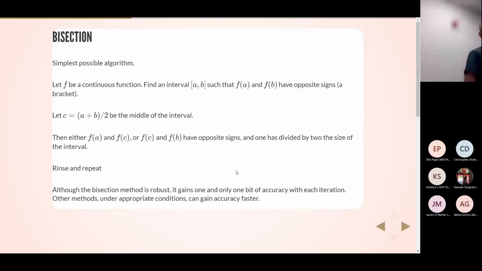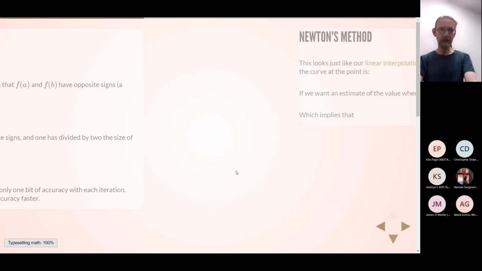I should turn off the lights as well at the front. It's pretty hard to see that projector.